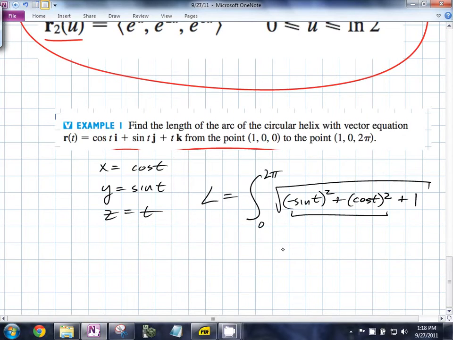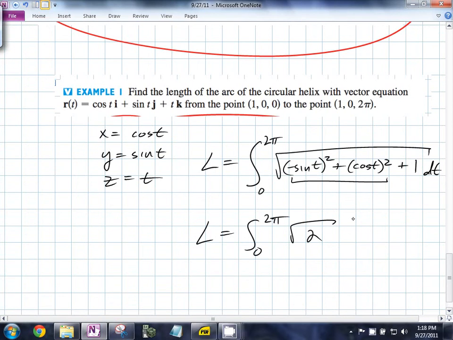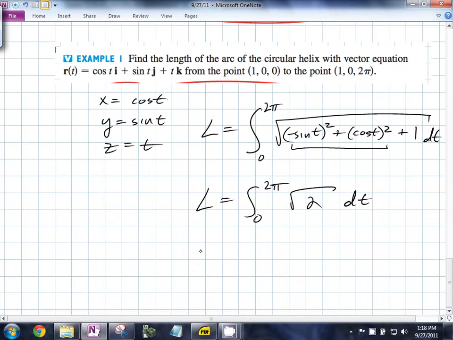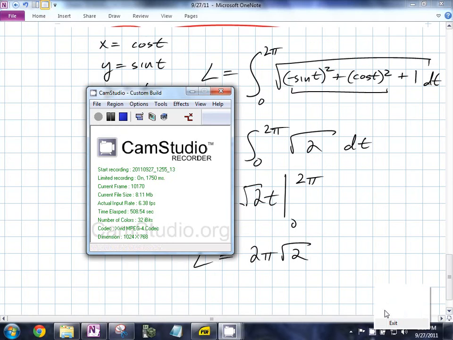So L equals the integral from 0 to 2 pi of the square root of 2, and what's missing on the outside? dt. So what is this going to be? L is root 2 t, from what to what? 0 to 2 pi. So it's 2 pi root 2. There it is. Sometimes do they work out nicely? Yes. Was that purposely set up to work out nicely? Yes, it was.